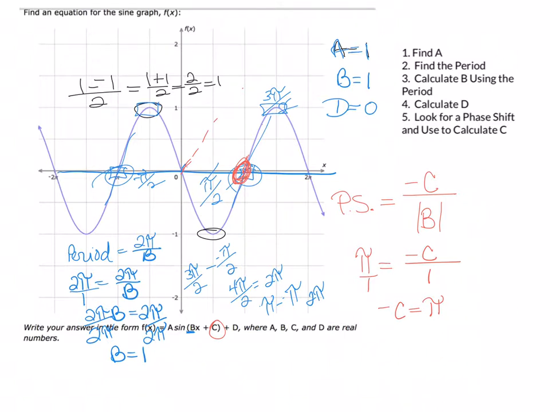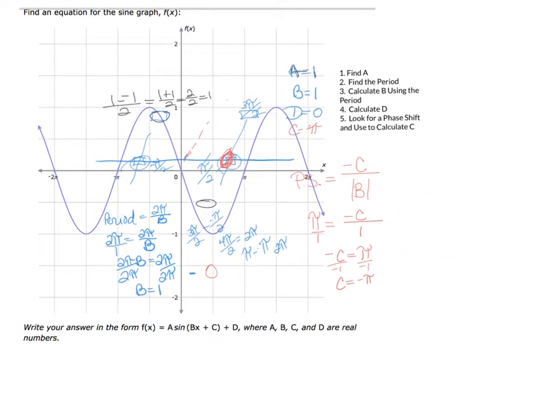We want c. So if we divide by negative 1, we get negative pi. C is equal to negative pi, sorry. All right, so now we're going to put it all together. C equal to negative pi. Let's put it all together and put it into an equation.